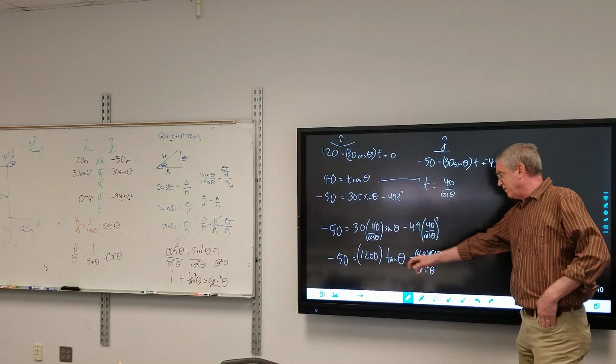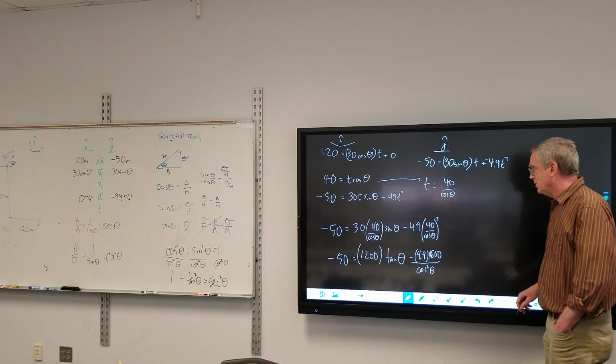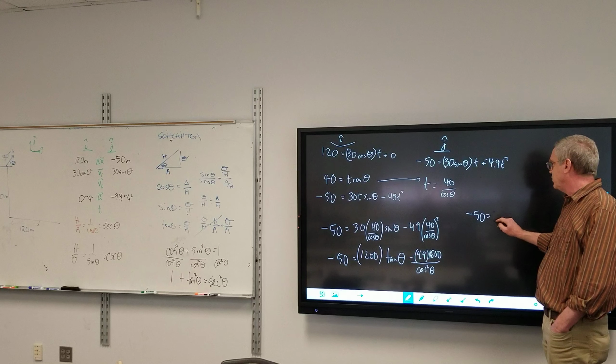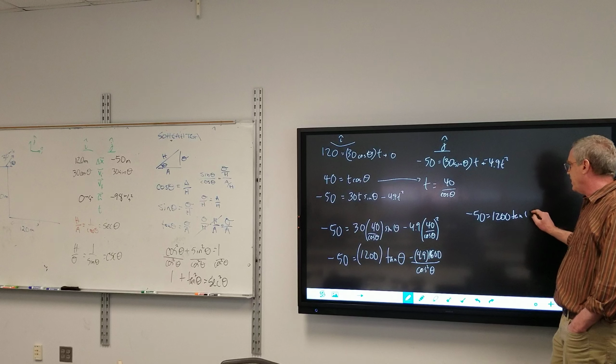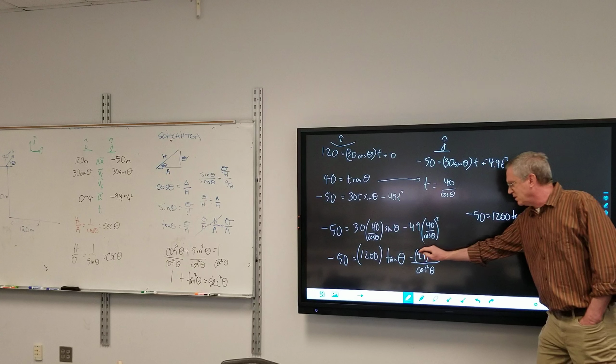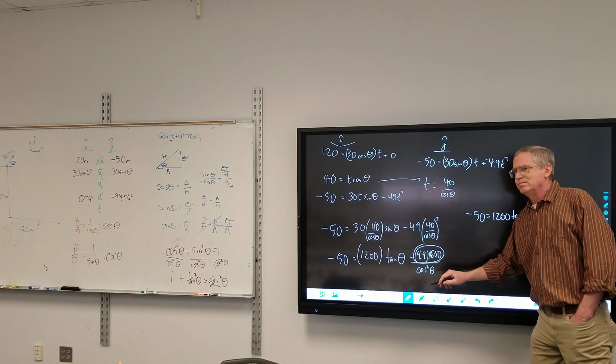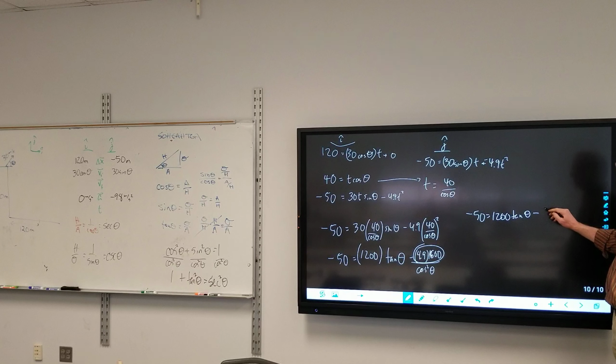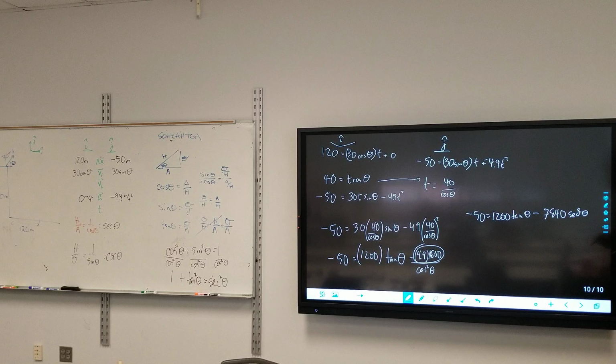Well, right here, I have a tan theta and I have a 1 over cosine squared theta. So I have negative 50 is equal to 1200 tangent of theta minus, did anybody actually calculate that yet? 7,840 times the secant squared of theta. Now, even if we had done it the other route, we would have ended up with something similar to this. I mean, not with tangents and secants, we would be stuck with sines and cosines. But we're going to make the substitution there.